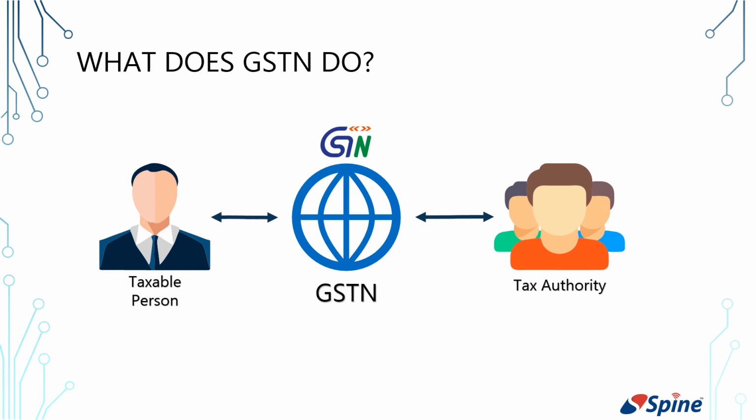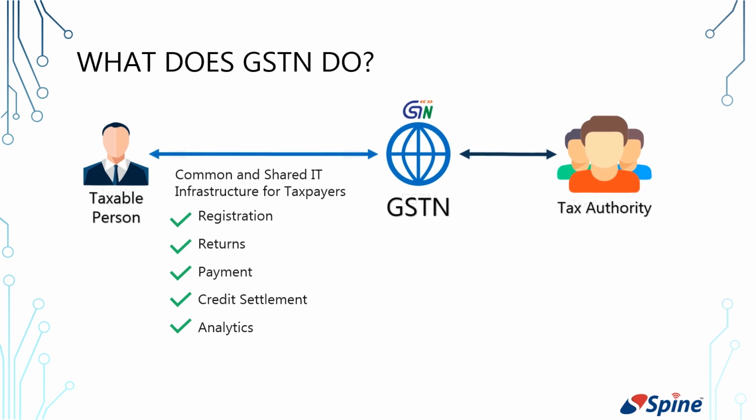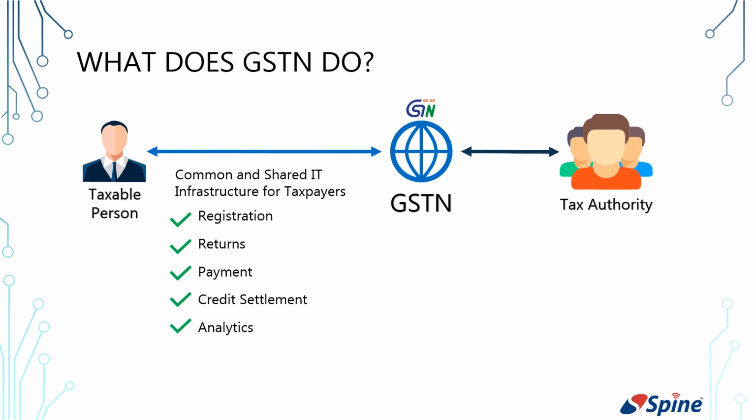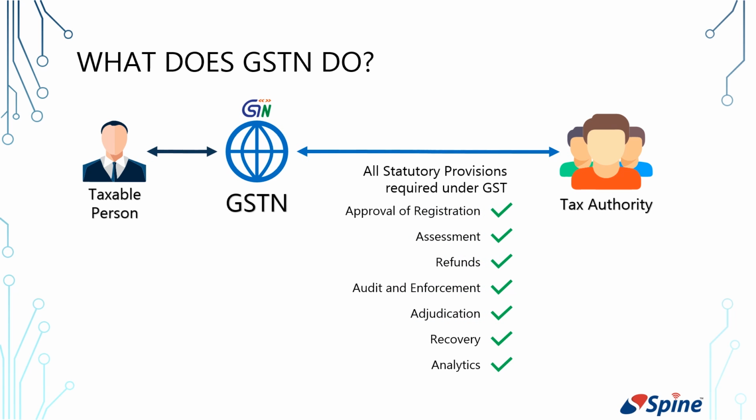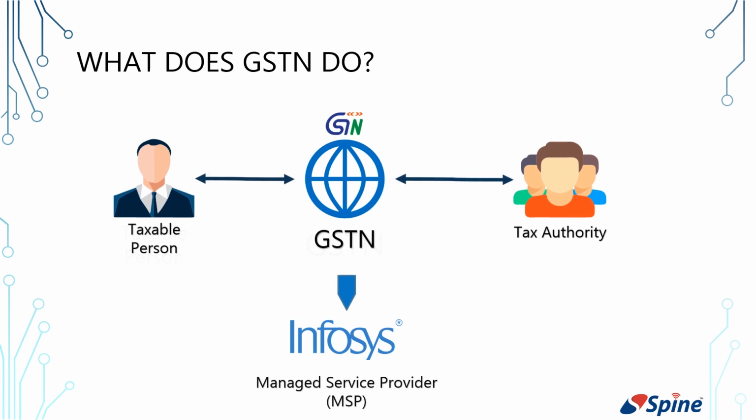So, what are the responsibilities of GSTN? From a taxable person's point of view, GSTN is supposed to provide them with a common and shared IT infrastructure in which they can register their companies on GST, file returns, make payments, settle their pending credits, and track their activities through reports. Similarly, GSTN is supposed to provide all the statutory provisions required by the tax authorities. This includes the approval of registration, assessment, audits, analytics, among others. To provide these, Infosys was given the mandate and was made the Managed Service Provider (MSP).